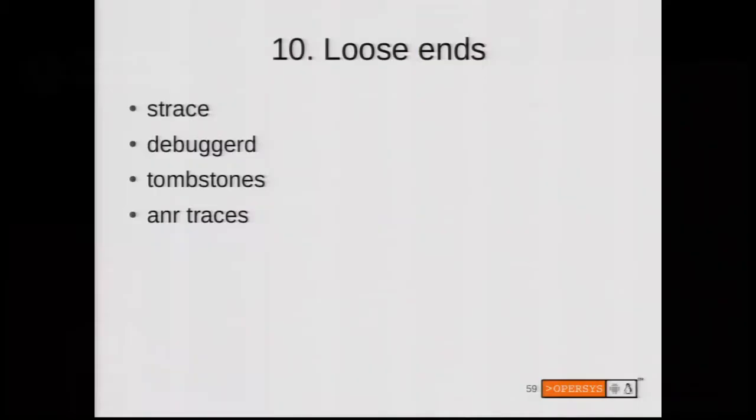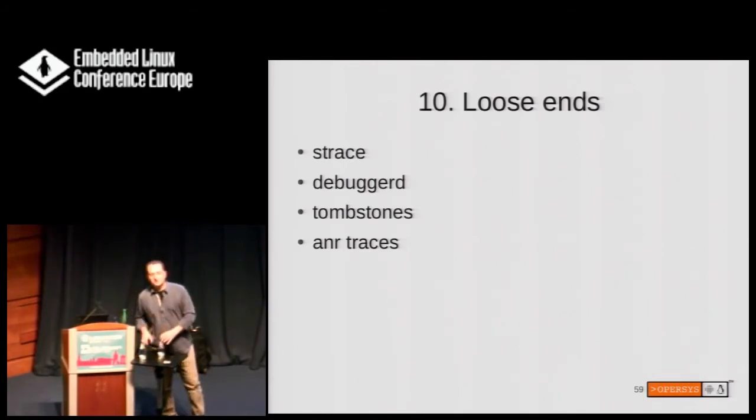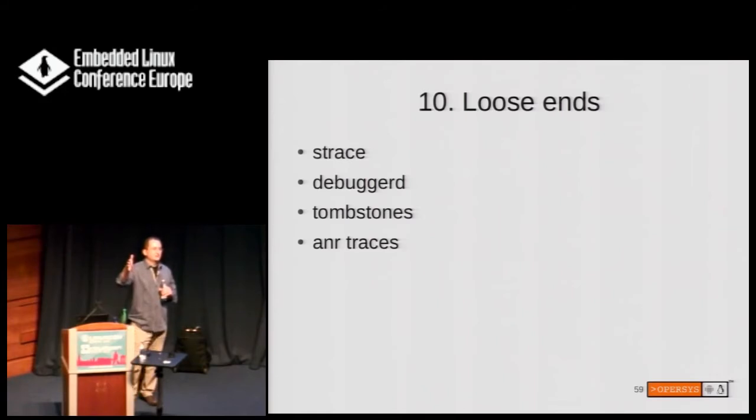There are a few things I forgot to mention as I was preparing this, and I thought about it afterwards. There is strace, usually in the AOSP. You can just use it as you use it on regular Linux. Nothing really revolutionary about this. There's something called debugger-d, which runs in the background, and if you set a certain environment variable, when a program crashes, it will hook to that program, and you'll be able to use GDB to do a backtrace on the crashing process.